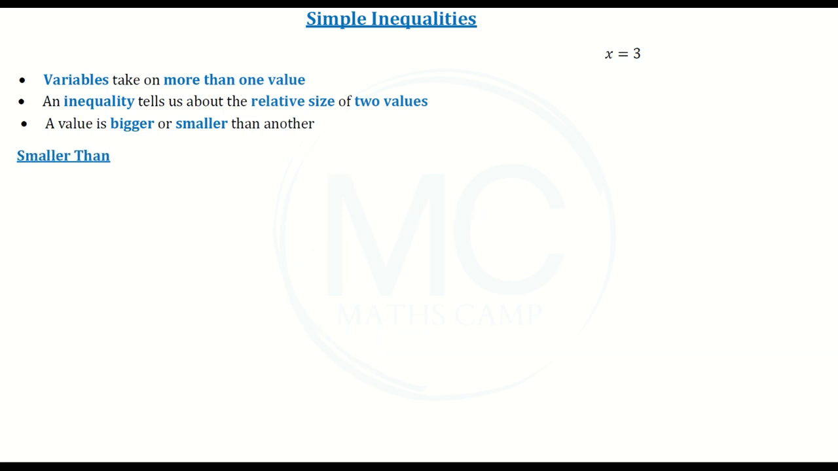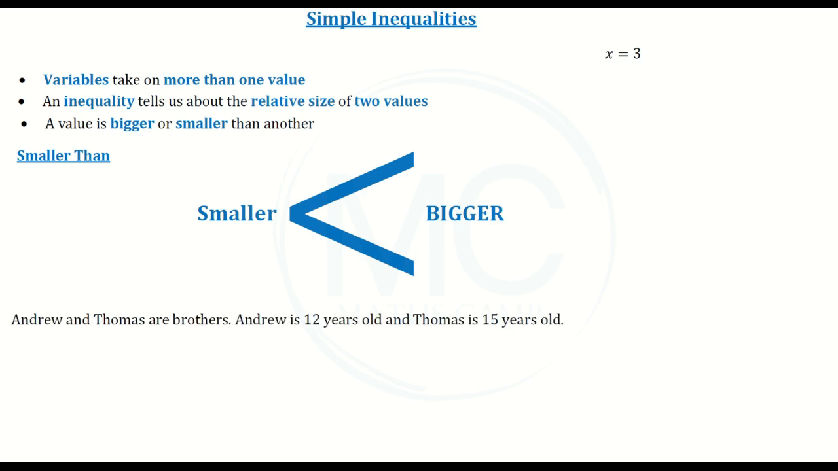Now let's look at smaller than. The sign for smaller than looks similar to the sign for greater than, except the arrow points in the opposite direction. Here, we still put the smaller value on the smaller pointy side and the bigger value on the bigger side. Let's say that Andrew and Thomas are brothers. Andrew is 12 years old and Thomas is 15 years old. Let's compare their ages. Andrew is younger than Thomas, so the value of his age is smaller. So we can say A is smaller than T.